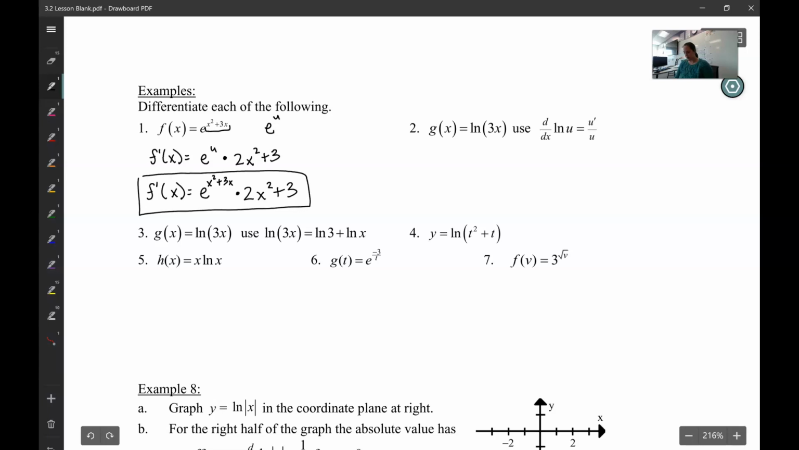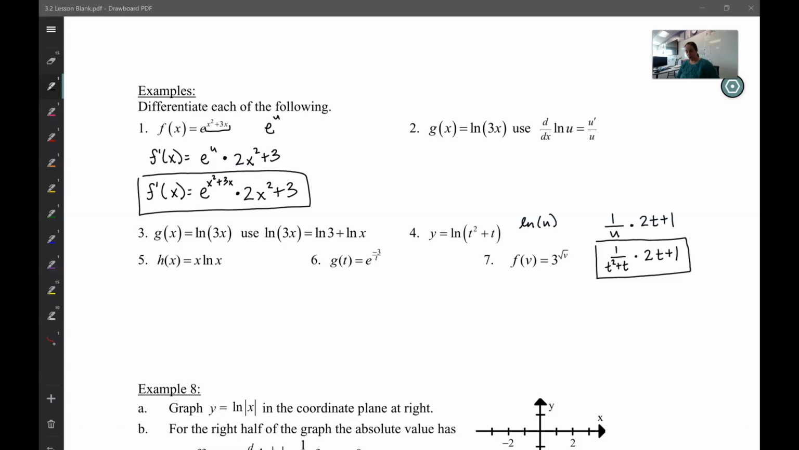Now I'm going to skip number 2 and 3 for just a second. I want you to try out number 4. This is the same chain rule with mommy and baby stuff that we just did with e, but now with ln. So pause the video, try out number 4, and then come back and see how you did. Okay, should have gotten 1 over t squared plus t times 2t plus 1.